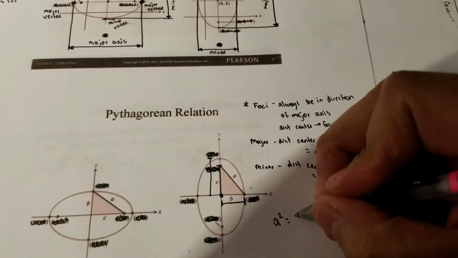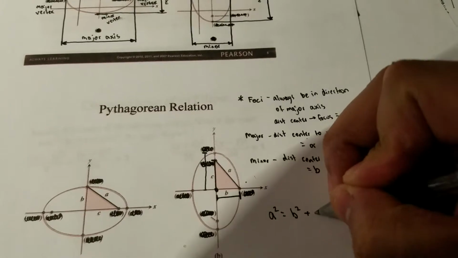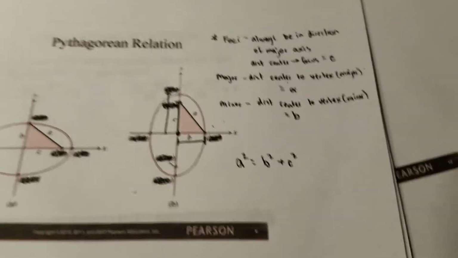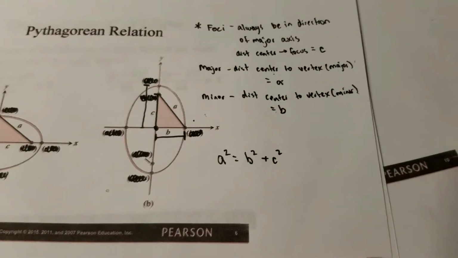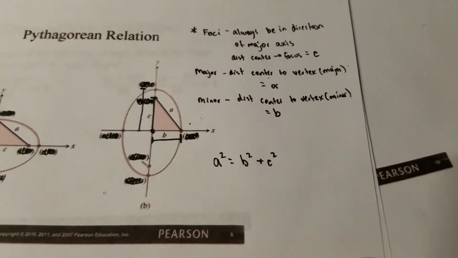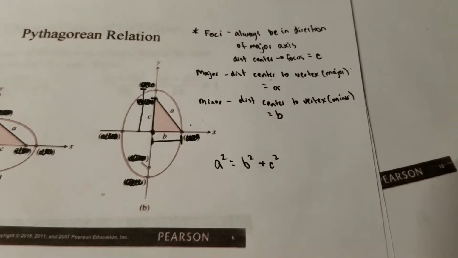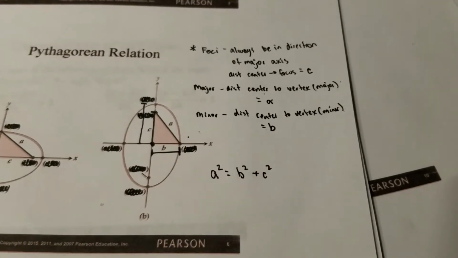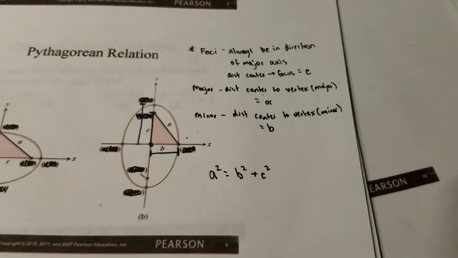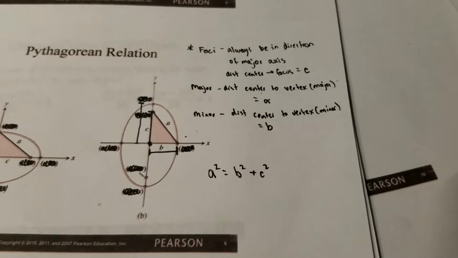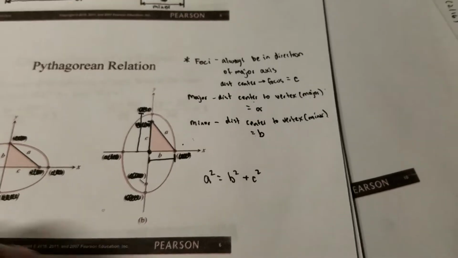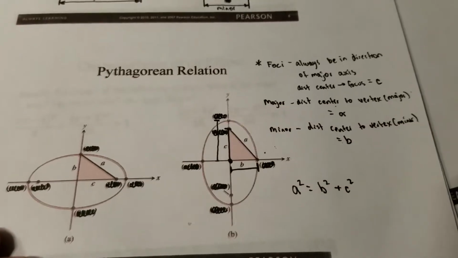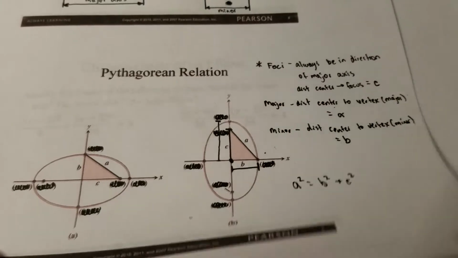So this is a right triangle, so this is the relationship I have for all of those distances. A squared is equal to B squared plus C squared. So we're going to use this right now to find where's my vertex and my other vertices, okay? And so we're going to go ahead and continue here.